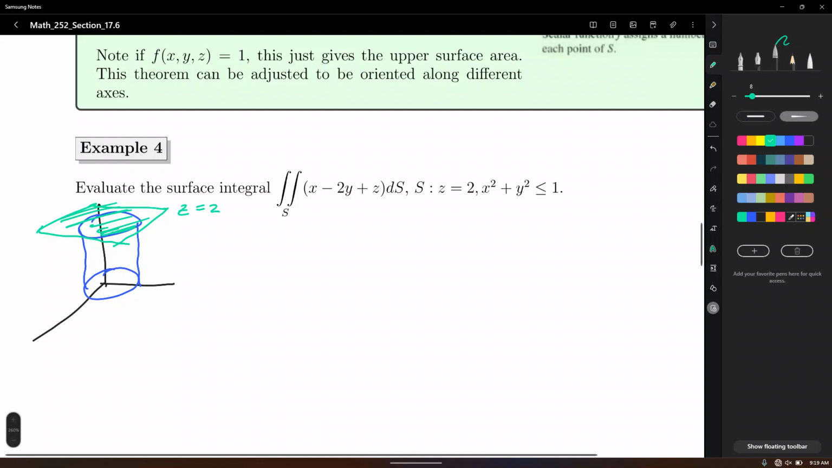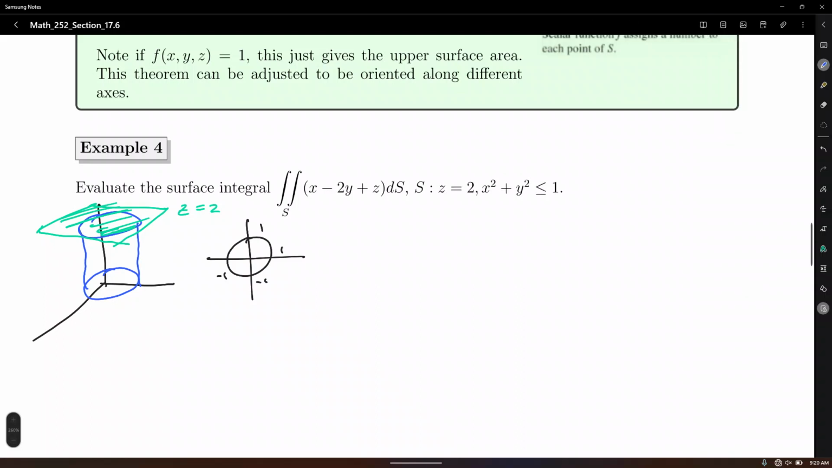So the intersection between the cylinder and the plane, what is that going to give us? Isn't that a circle that's going to get projected onto the xy plane so we can figure out the limits of integration? You know the drill. A circle of radius 1, unit circle. Okay, let's set up the integral. So that's the double integral of x minus 2y plus z, times dS.